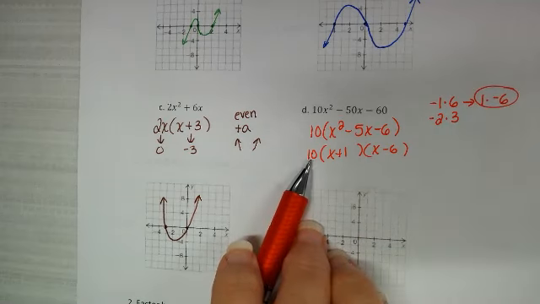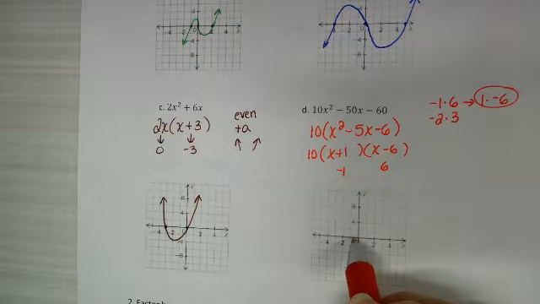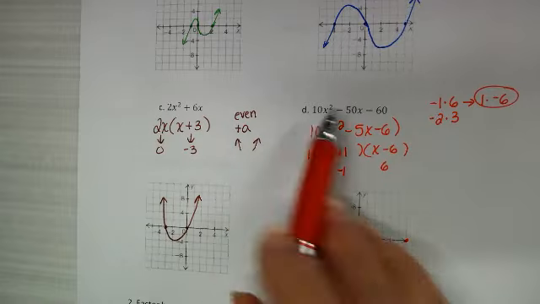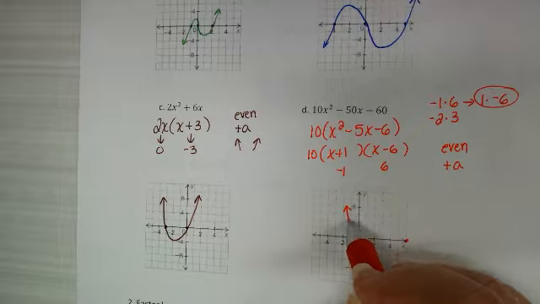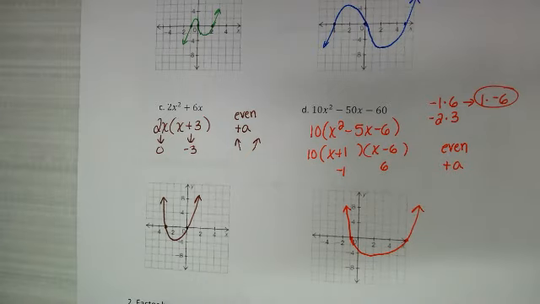Now the 10 does not help me with my zeros because it's not an x. I cannot make 10 equal 0, so that doesn't count. But this one gives me a negative 1, and that gives me a positive 6 for my zeros. It is a second degree, so it's even. It has a positive a value. So it looks a lot like the one right before it. Something like that. So just a little practice on finding the zeros and how we graph once we found those zeros.